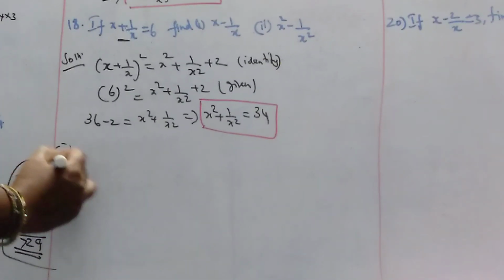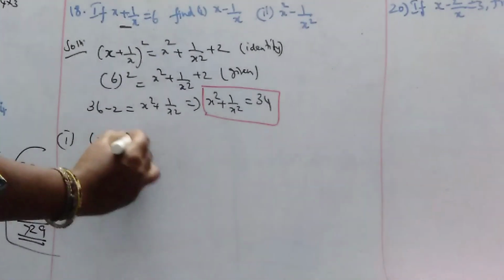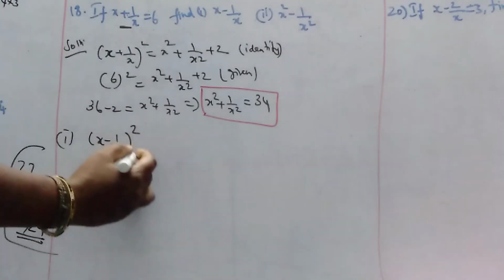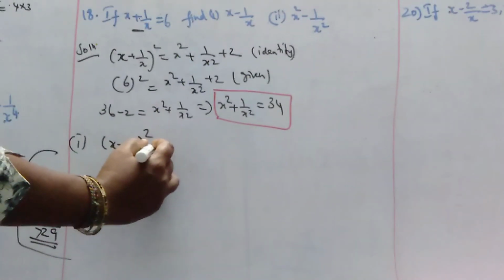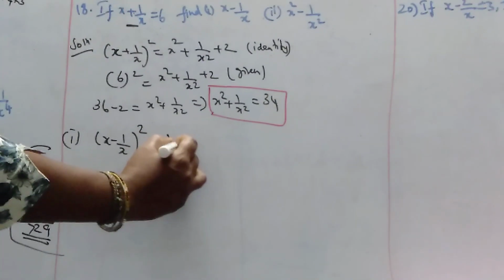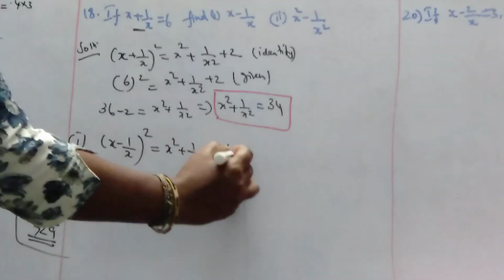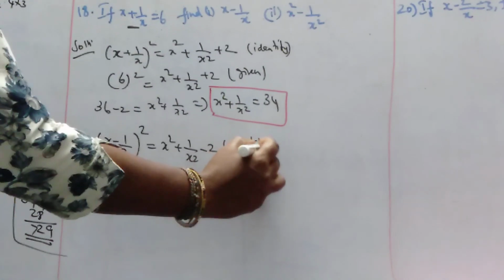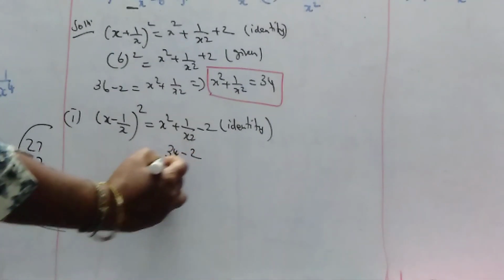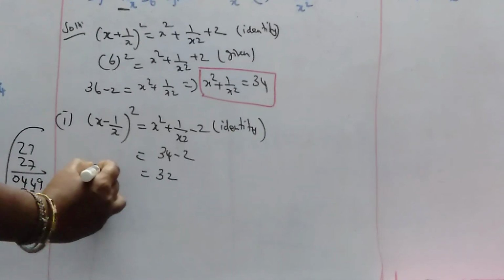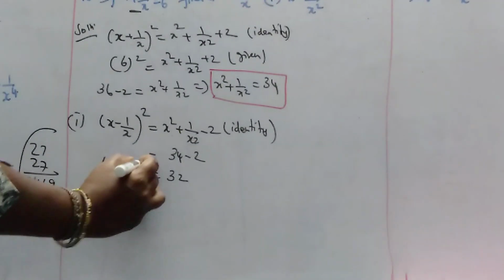So the first subdivision here is x minus 1 by x. We know the formula for x minus 1 by x the whole square. By using that we are finding x minus 1 by x. X minus 1 by x the whole square is x square plus 1 by x square minus 2. This is also an identity. So 34 minus 2, which is equal to 32, which is x minus 1 by x the whole square.